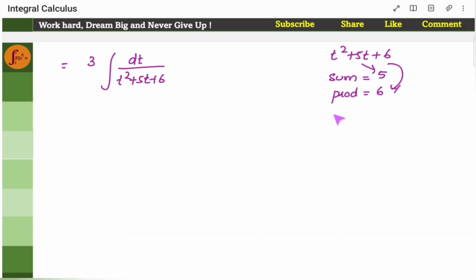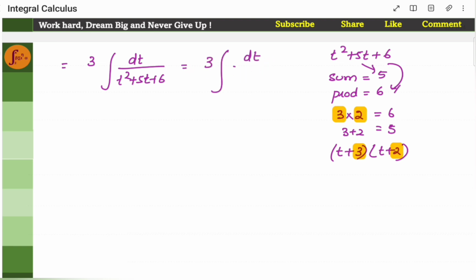So I'll take two numbers. I'll take 3 and 2. When I multiply, I'll get 6. When I add, I'll get 5. So the factors are t plus 3 and t plus 2. 3 and 2 are the numbers, right? So I will write this as 3 integral of dt by t plus 3 into t plus 2.